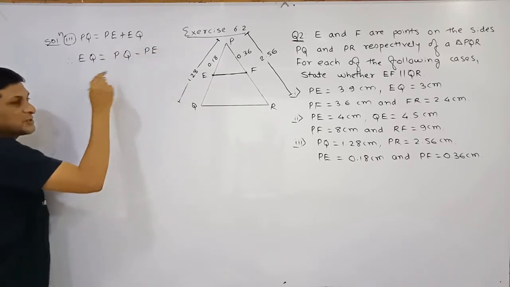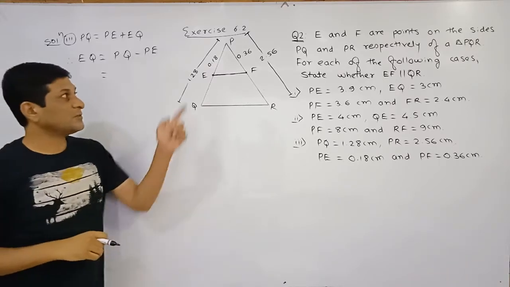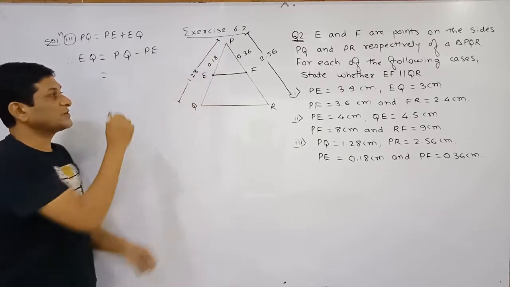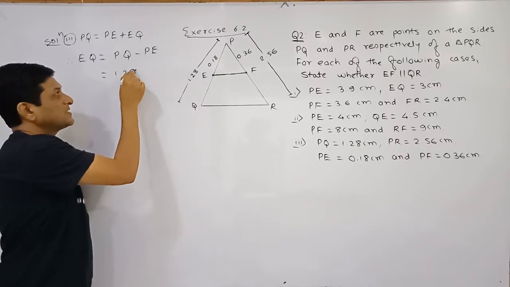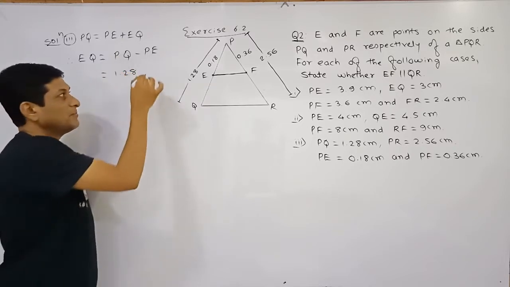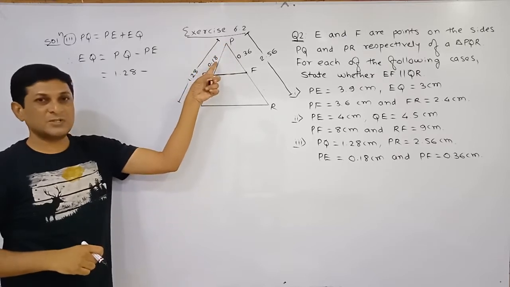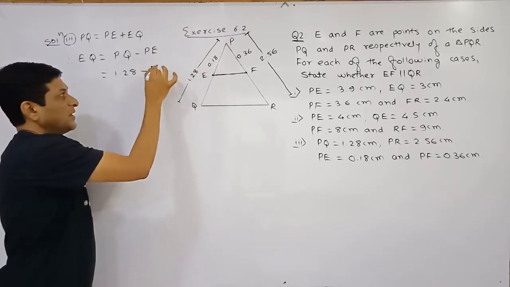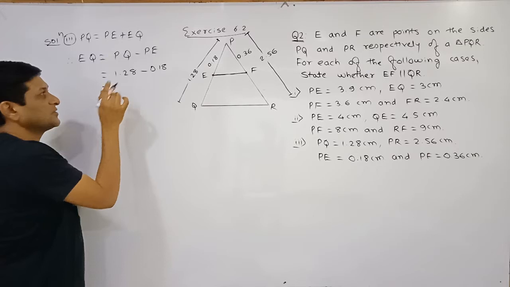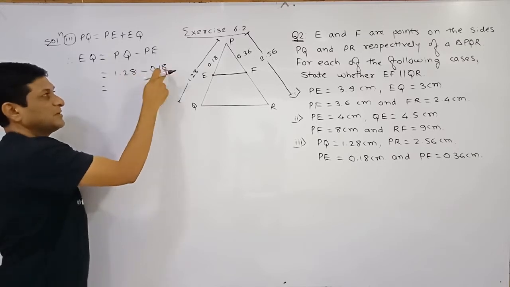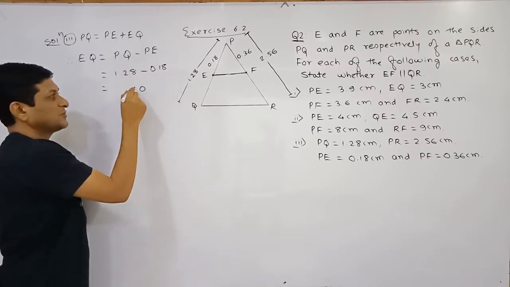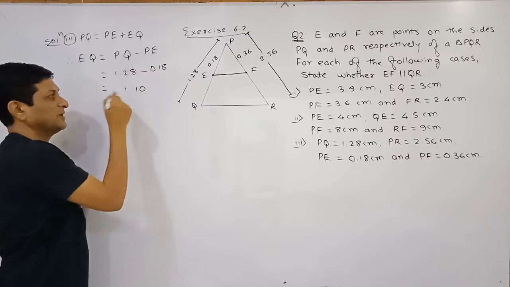Now the remaining part is just to substitute the values. What is the value of PQ? It is 1.28. So replace PQ by 1.28 minus, keep it as it is, PE. What is the value of PE? 0.18. So the difference will be equal to, take the subtraction, 8 minus 8 will become 0, 2 minus 1 will become 1, and 1 minus 0 will become 1.